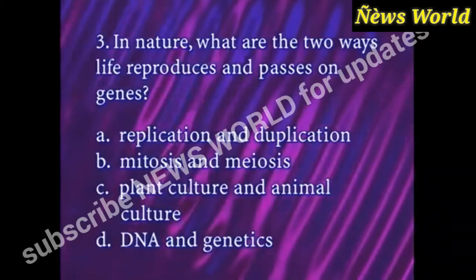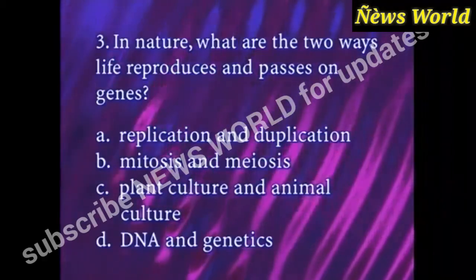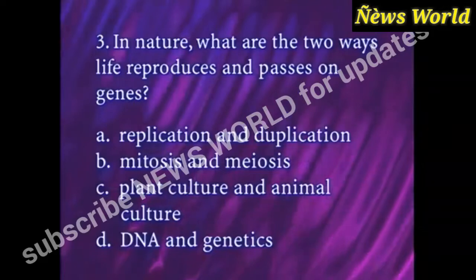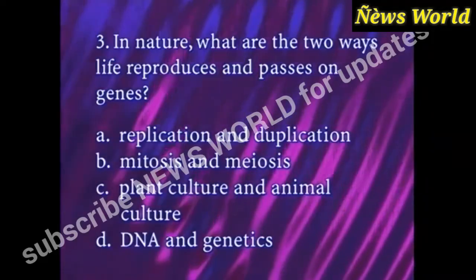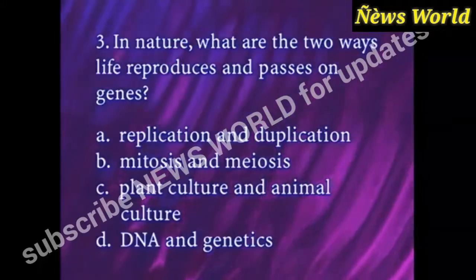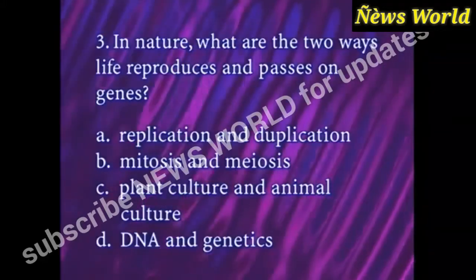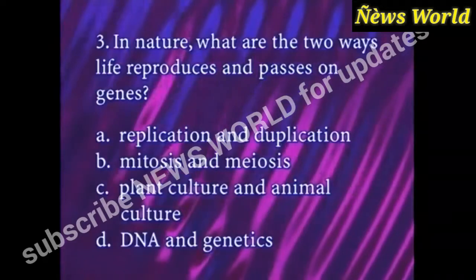Ways life reproduces and passes on genes. A. Replication and duplication. B. Mitosis and meiosis. C. Plant culture and animal culture. D. DNA and genetics.